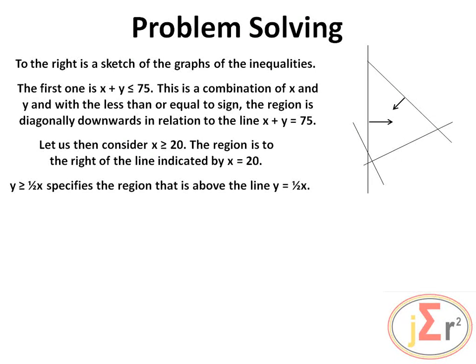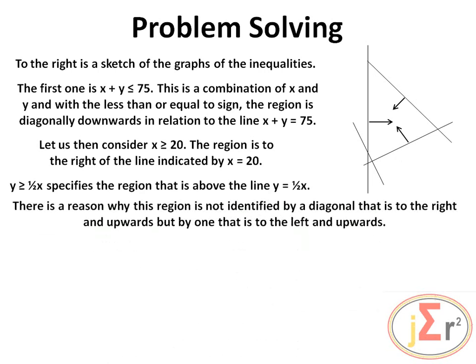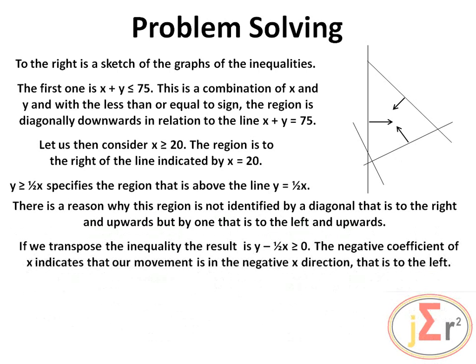Notice that although we are going above, there's a reason why the region is not identified by a diagonal that is to the right and upwards, but one that is to the left and upwards. If we transpose the inequality, the result is y minus a half of x is greater than or equal to 0. The negative coefficient of x indicates that our movement is in the negative x direction, and this is to the left, so we go to the left and upwards.